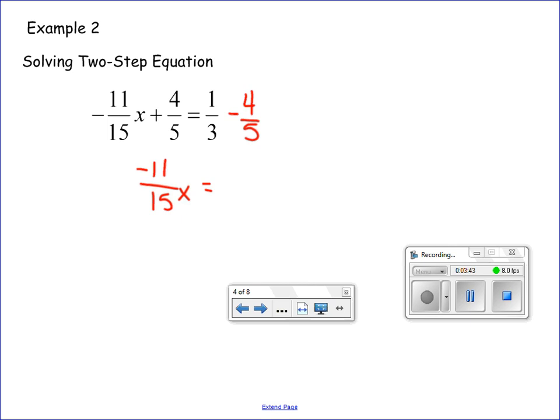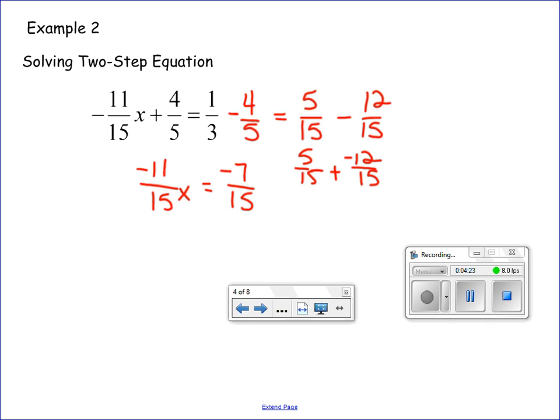Now 1/3 minus 4/5, we will change that to 5/15 minus 12/15. If it helps to add the opposite, you can. Again, using the same rules as you do with subtracting integers, they're different signs. So you subtract 12 minus 5 is 7, so it's going to be -7/15.